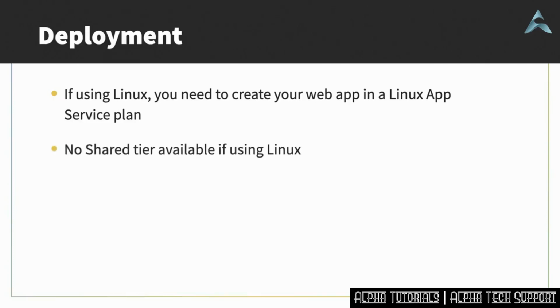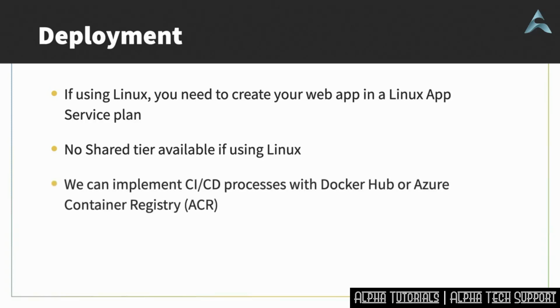There's no shared tier available for Linux, so you only have free and then the dedicated tiers like basic, standard, premium, etc. So the same applies, of course, for Docker containers if you're running them in Linux. And you can implement CI/CD processes using Docker Hub or Azure Container Registry like we saw before.